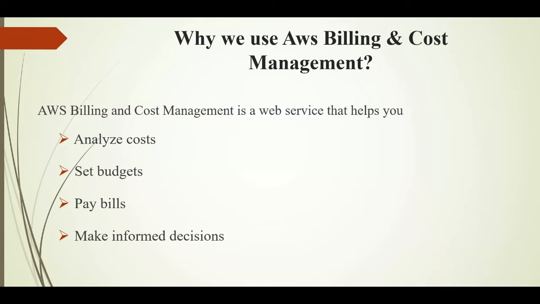The next is set the budget. So set custom cost and usage budgets that alert you when thresholds are exceeded. And pay bills means retrieve and pay the invoices. Pay bills means when we are using these resources, it sends a notification to pay the bills at the end of the month. So we need to pay those bills. Make informed decisions means getting an overview of your AWS cloud finances and tailoring the recommendations.